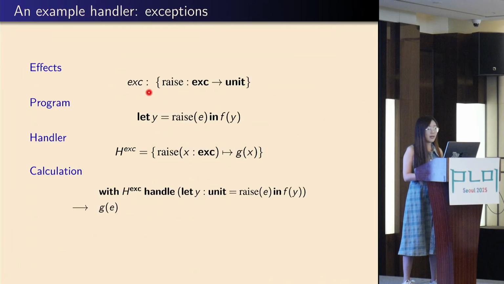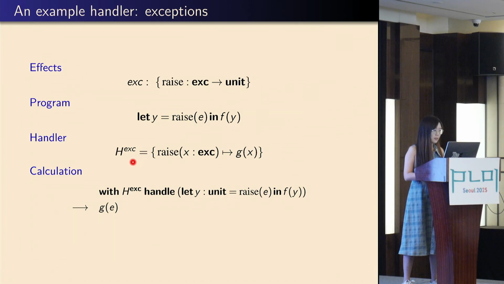To explain the key idea of algebraic effect handlers, we consider an example handler for exceptions. Here, I have an effect for exception, which has a single operation raise that takes some exception information and returns a unit. With this effect signature, we can use this raise operation inside the program. For example, here, we let y be bound to the result of raising e, and then we use this y in this function f. The semantics of operations is actually given by handlers.